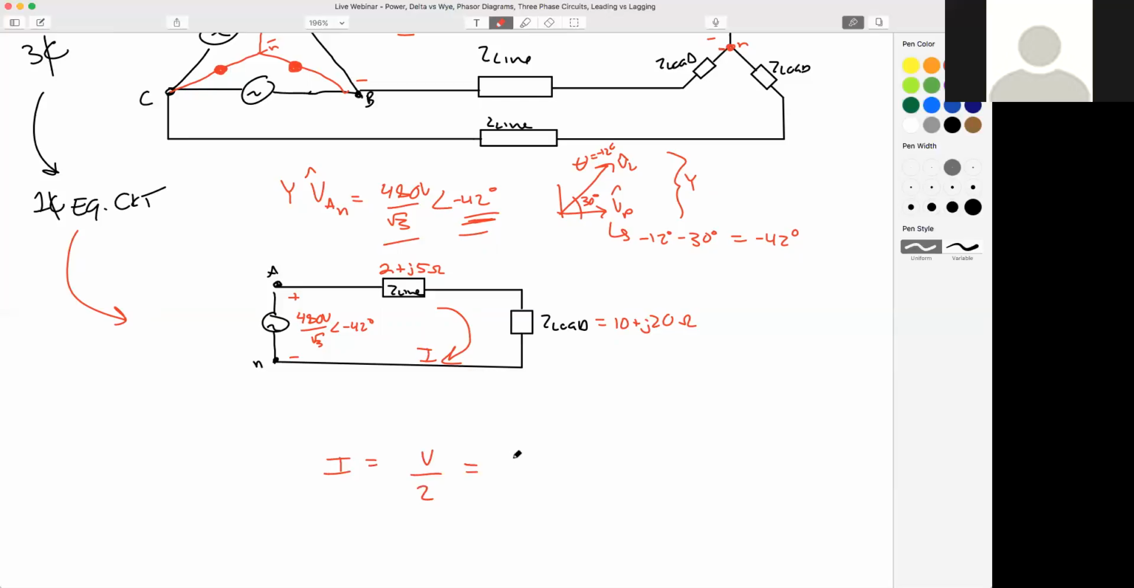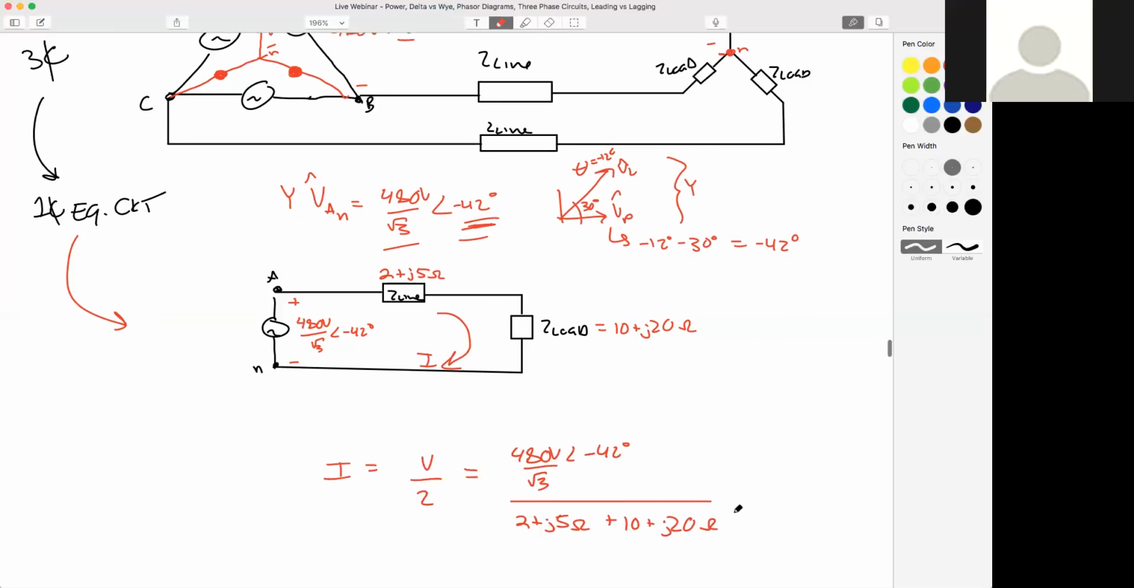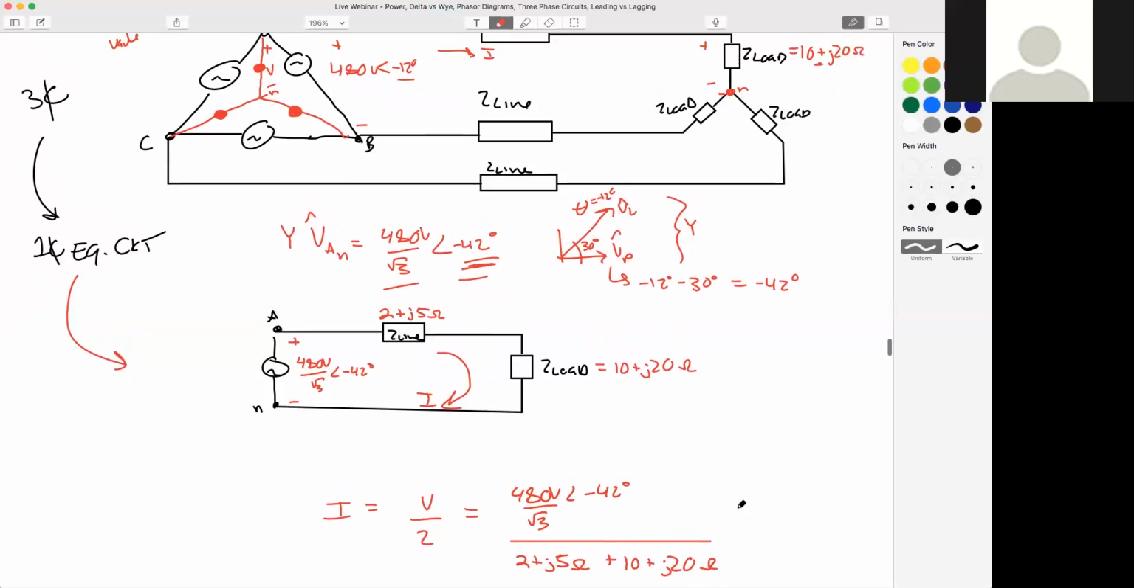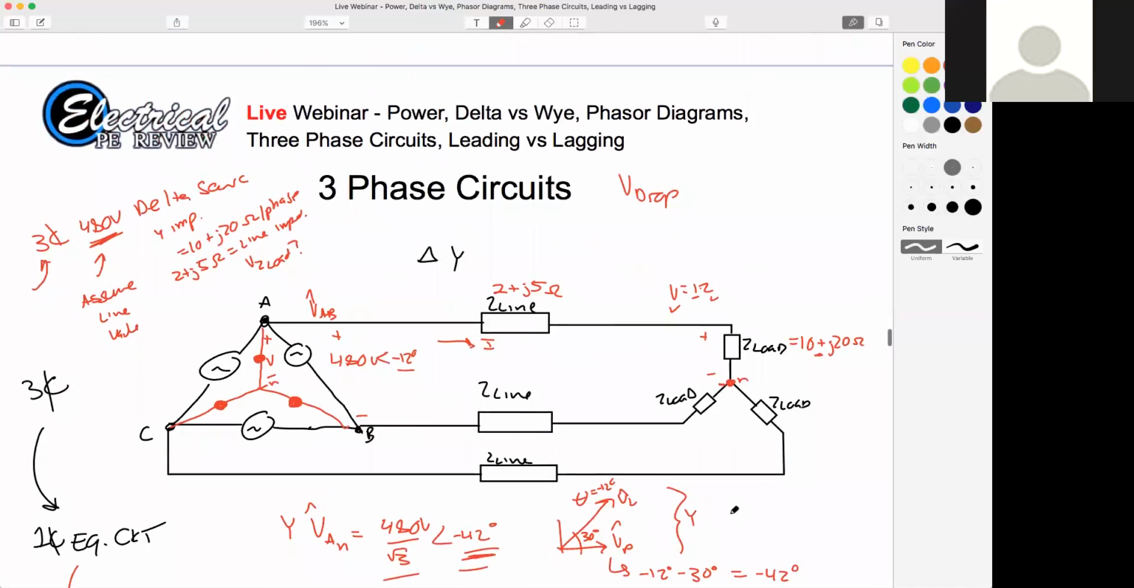Good. So let's say this would be 480 volts at minus 42 degrees with the magnitude square root 3 times smaller. And our Z would be 2 plus J5 ohms, that's our line, plus 10 plus J20 ohms. Now, I'm going to take it one step further. Haha, good, Alex. Alex said voltage divider. Fantastic. Yep, you definitely could have taken a shortcut. I'm going to go one step further.